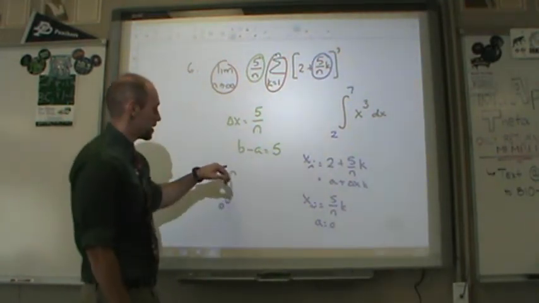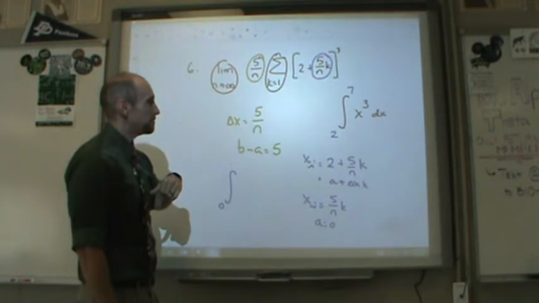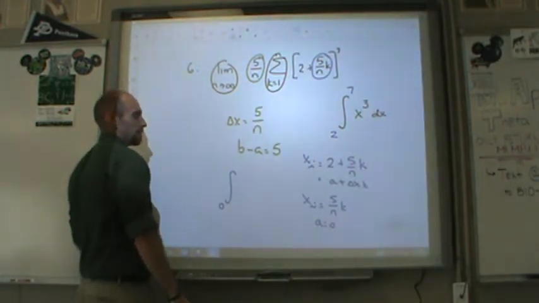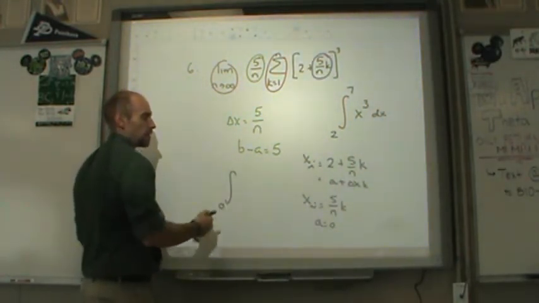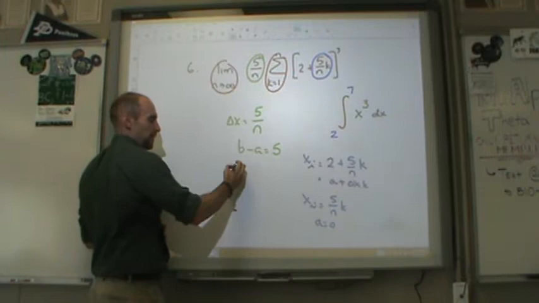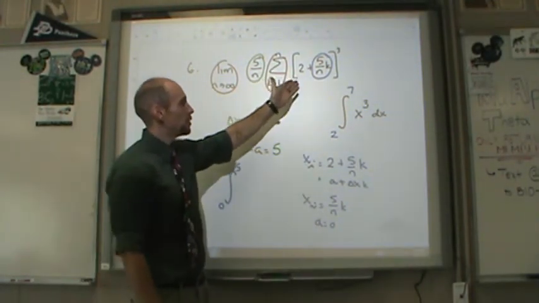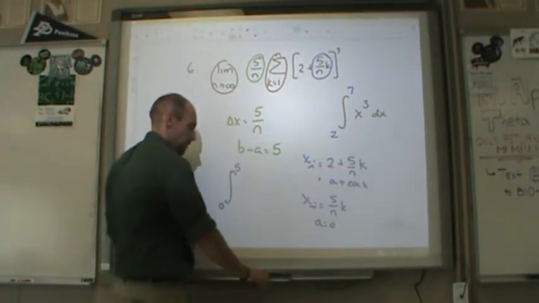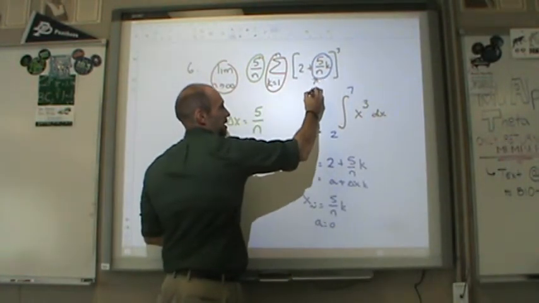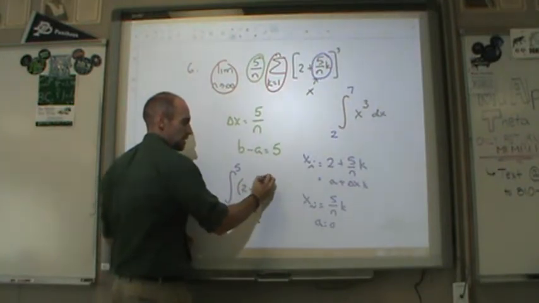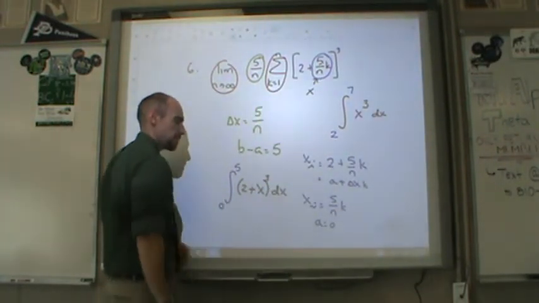Well, if a equals 0, all right, we can go ahead, sorry for the bell. If a equals 0, then our upper limit would be 5. Now if you look at everything not circled, we have a 2 plus something cubed. Well, this is going to be our x. So it becomes 2 plus x cubed dx.